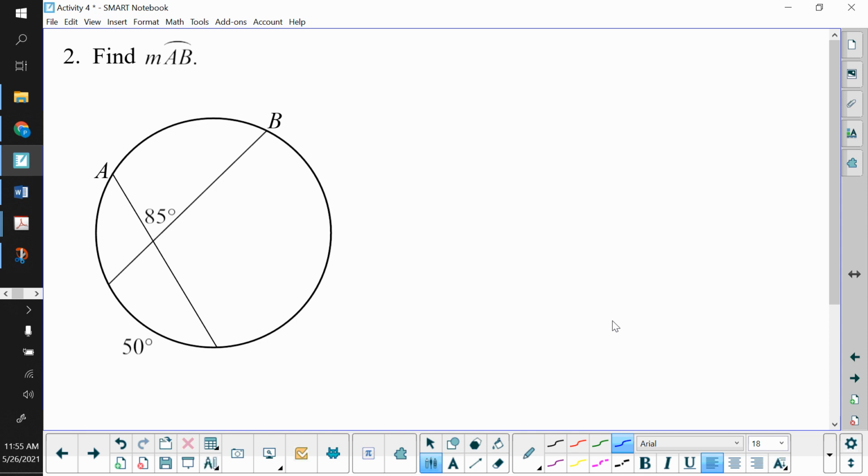Next one, we want to recognize our angle is formed by crisscrossing chords. We want to find AB, so we're going to call that a variable. We'll call it x. So we always start with our angle in our setup. So we're going to start with the 85 in this case, equals 1/2 times arc plus arc, so x plus 50.